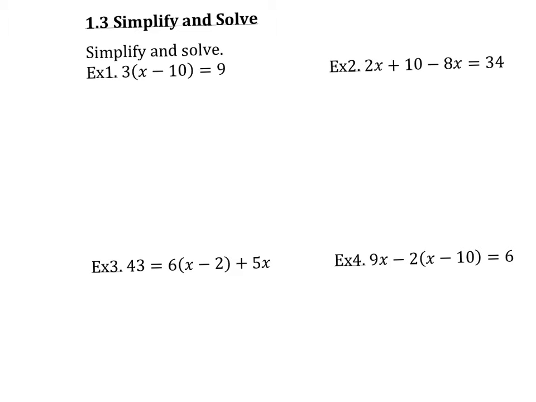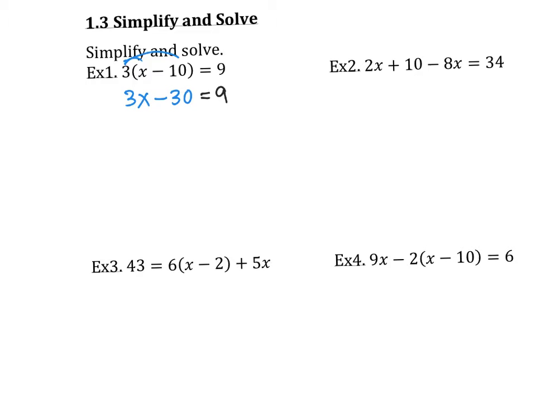Okay, so I see parentheses. If I see parentheses with a number in front, I know I'm going to distribute. So I'm going to distribute this and this. So I'm going to get 3x minus 3 times 10 is 30. And I'm going to bring down the equals and the 9.